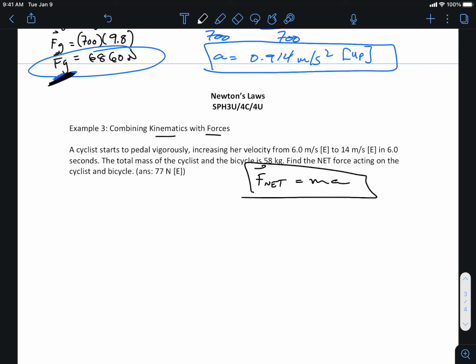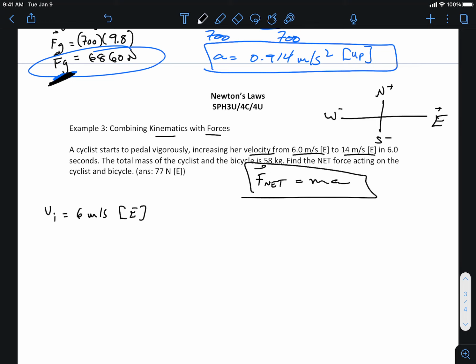So the challenge here is, as I read this question, the cyclist increases her velocity from 6 meters per second east to 14 meters per second east. So let's just start writing things down as we read the question. We know initially she was going, VI was 6 meters per second east. So that's going to be positive. We'll set up our coordinate system in such a way that east is positive, north is positive, and the other two are negative.